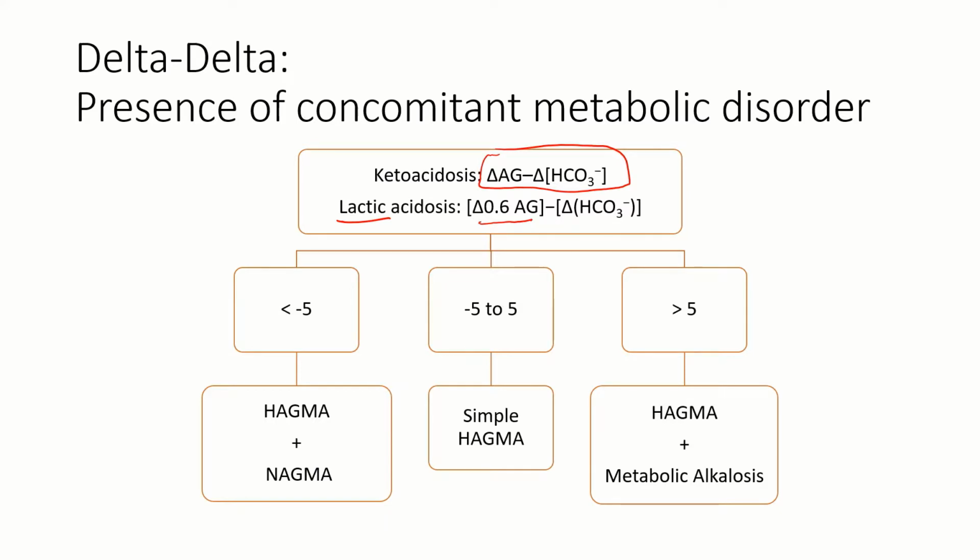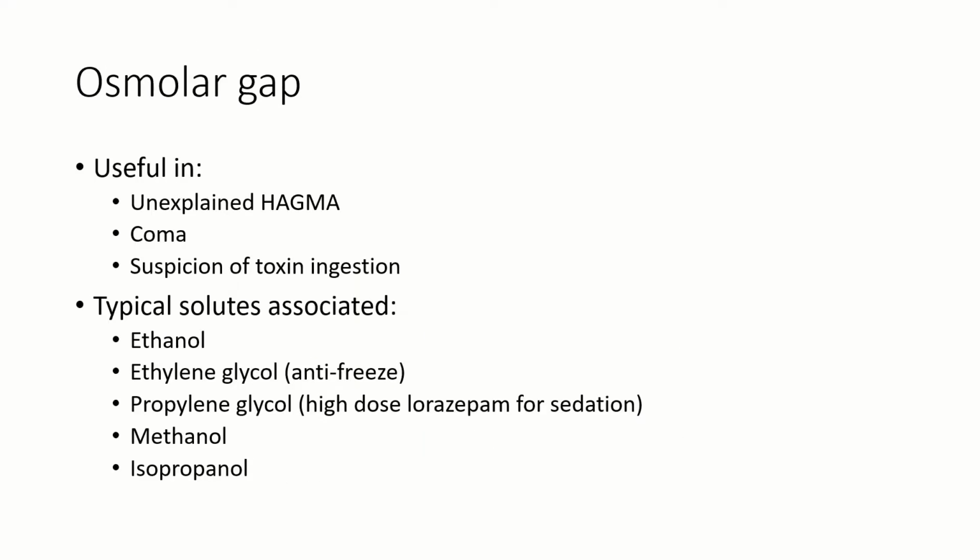So, if your delta delta is -5 to +5, then it's simple high anion gap metabolic acidosis. If it is less than -5, which means delta delta is low, then there is high anion gap metabolic acidosis plus normal anion gap metabolic acidosis. And if it is more than +5, which means delta delta is high, then it means high anion gap metabolic acidosis plus metabolic alkalosis.